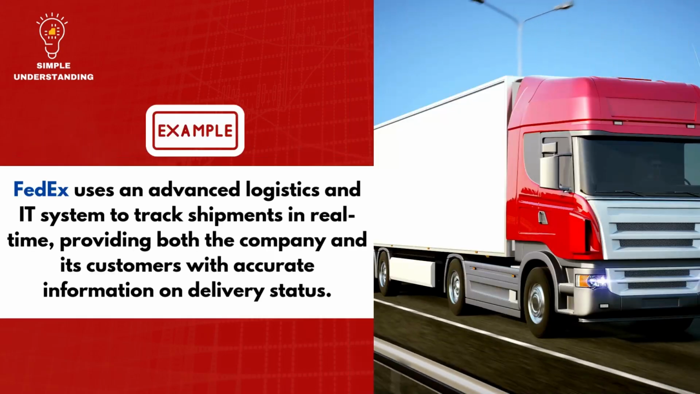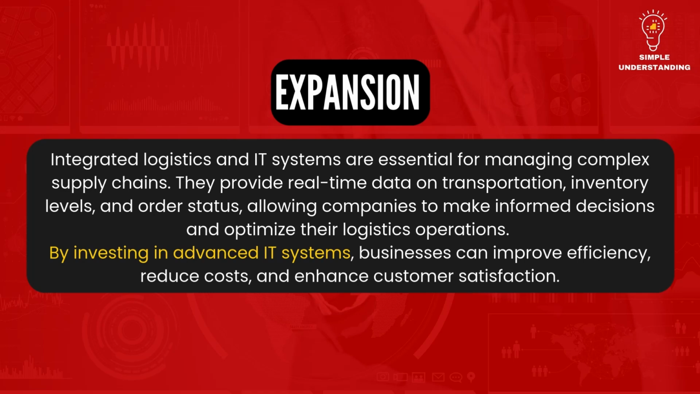Real company example. FedEx uses an advanced logistics and IT system to track shipments in real time, providing both the company and its customers with accurate information on delivery status. Expansion. Integrated logistics and IT systems are essential for managing complex supply chains. They provide real-time data on transportation, inventory levels, and order status, allowing companies to make informed decisions and optimize their logistics operations. By investing in advanced IT systems, businesses can improve efficiency, reduce costs, and enhance customer satisfaction.